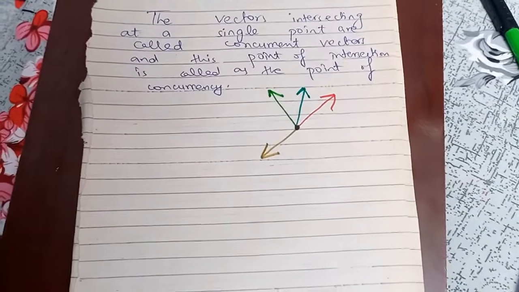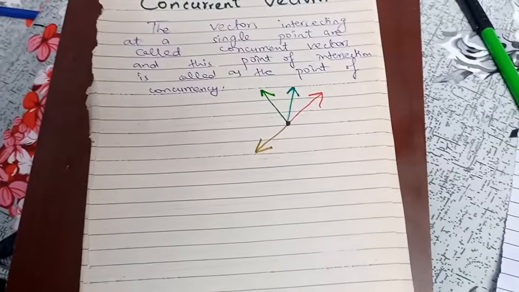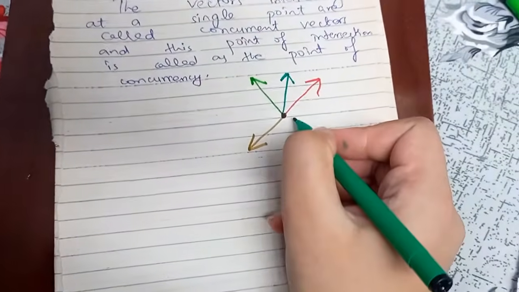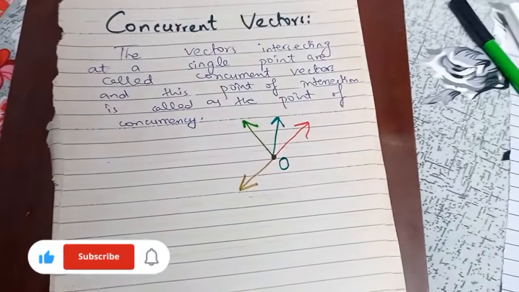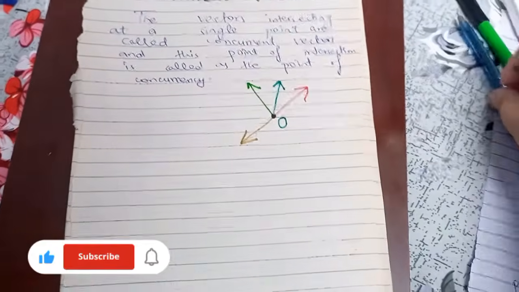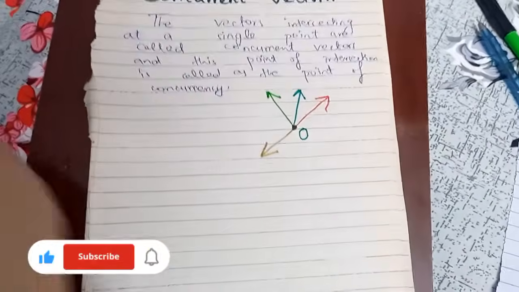As you can see here, these are all different vectors, but they are all starting at a similar point, and that point is called the point of concurrency. Let's call this point of concurrency O. Okay, so this is a concurrent vector. Now next, it's coplanar vectors. Coplanar, as the word suggests, coplanar vectors are those that lie on the same plane.